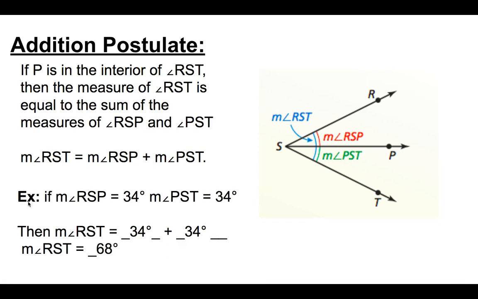So, for example, here, I said angle RSP is 34 degrees, so this angle here is 34 degrees. And then PST is 34 degrees, so this angle here is 34. If I wanted to know how many degrees this whole entire angle in blue was, I could just take those two angle measurements, add them together, 34 and 34, and that gives me 68. So I can say the measurement of angle RST is 68 degrees.